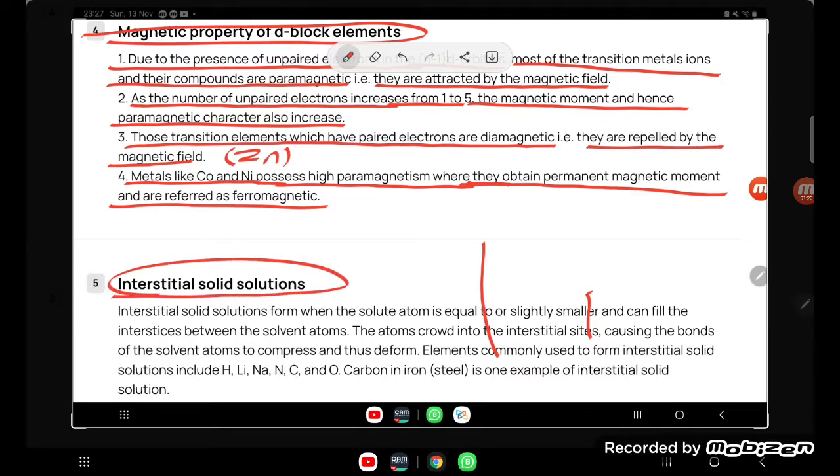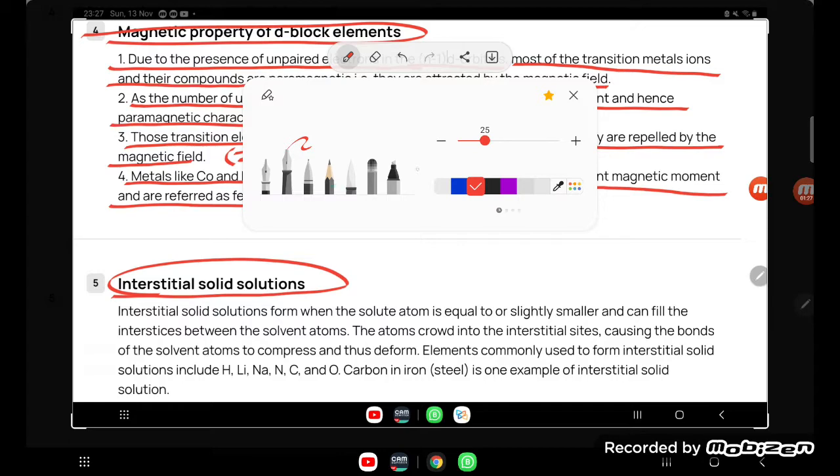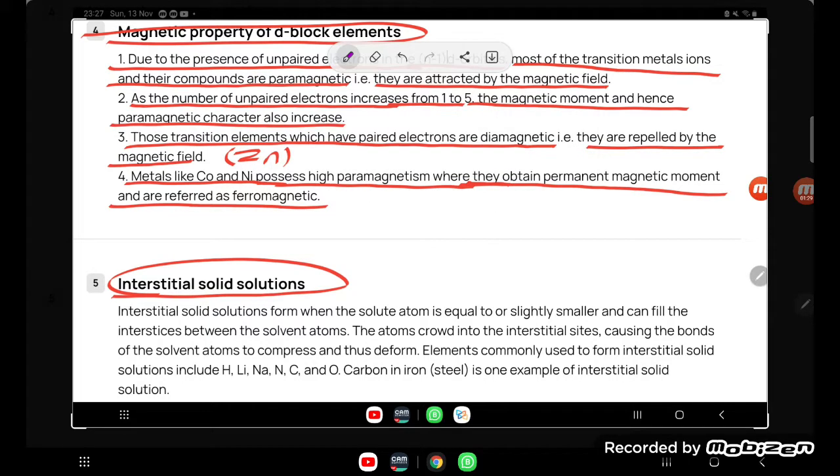interstitial solid solution. Students, what do you mean by interstitial solid solution? Right, so let's try to understand interstitial solid solution.